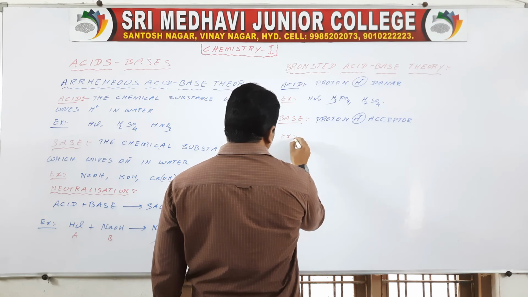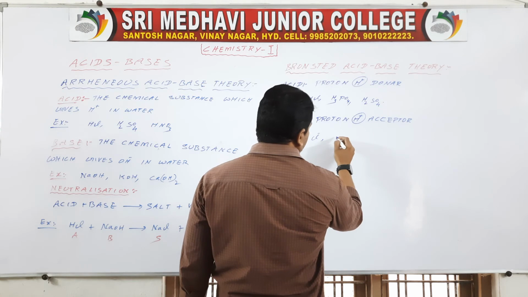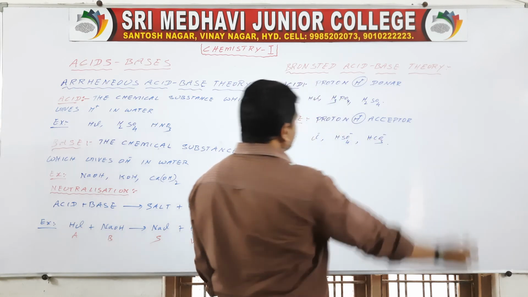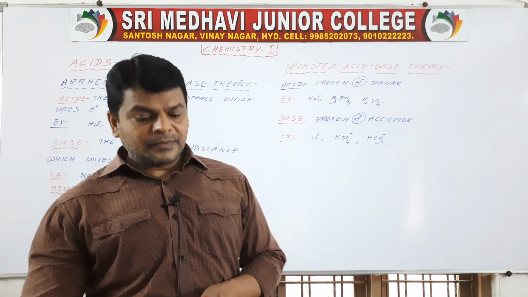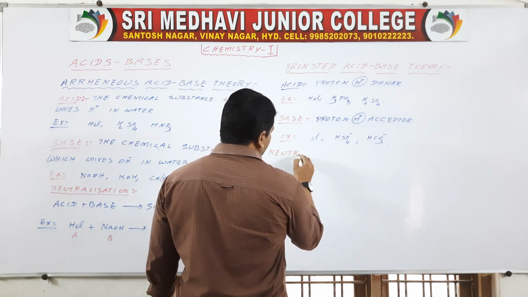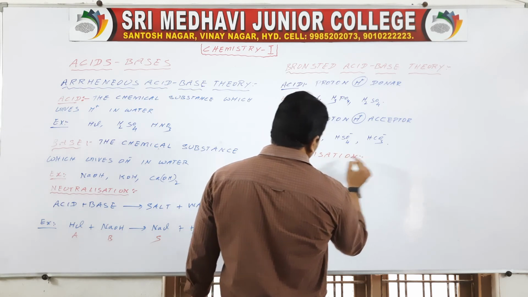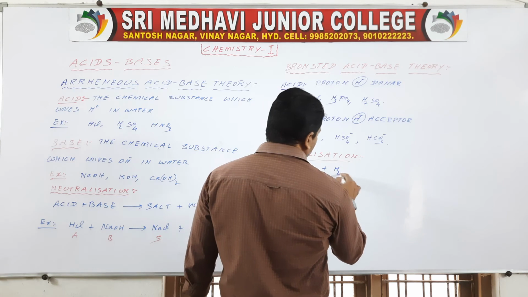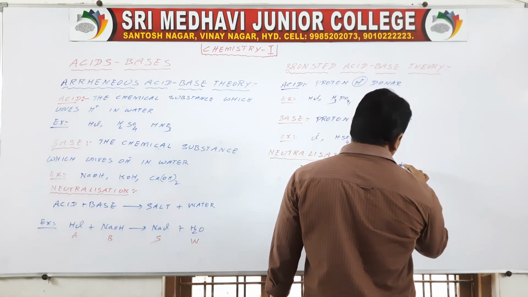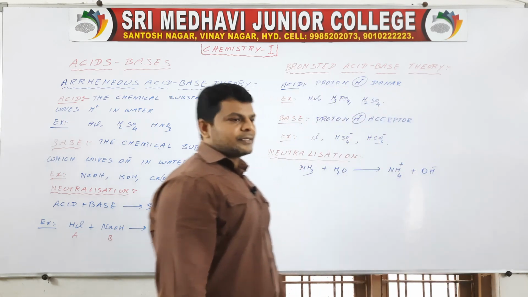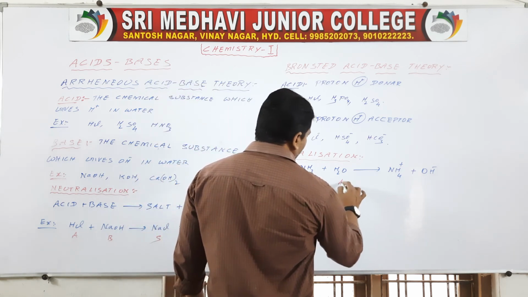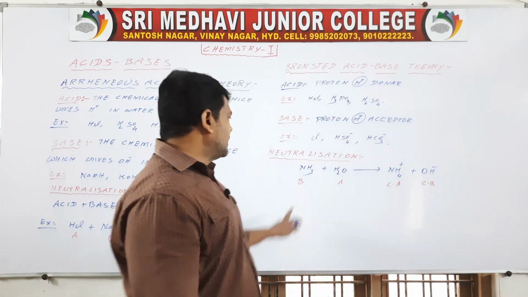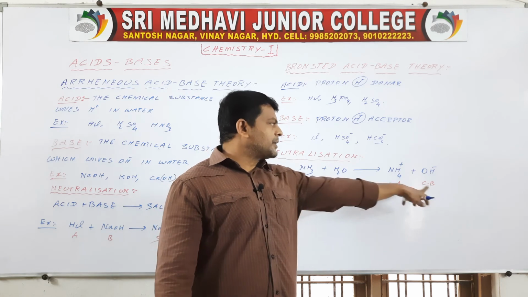For example, Cl minus, next HSO4 minus, next HCO3 minus, all these are proton acceptors. Then you have to know a neutralization reaction. See here, NH3 plus H2O gives rise to NH4 plus plus OH minus. It is a base, it is an acid, it is a conjugate acid, it is a conjugate base.